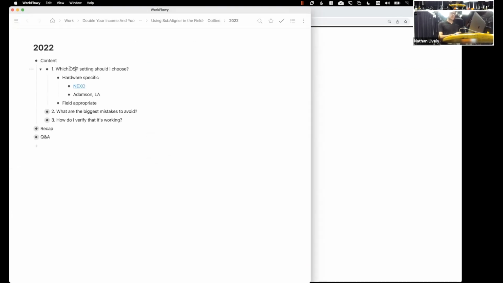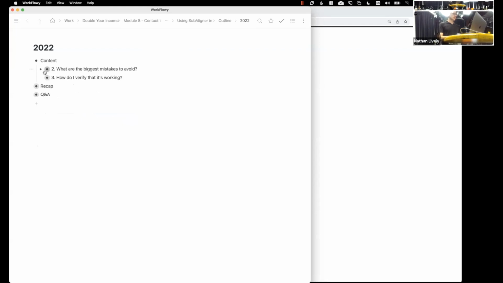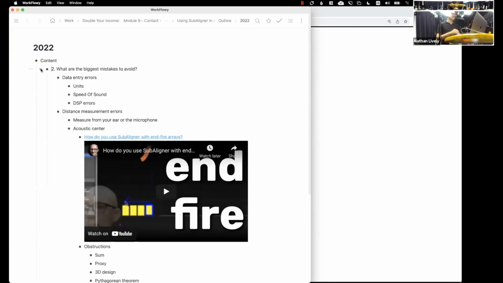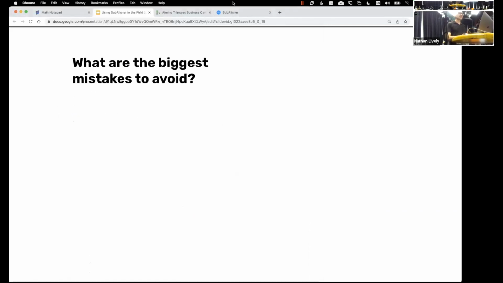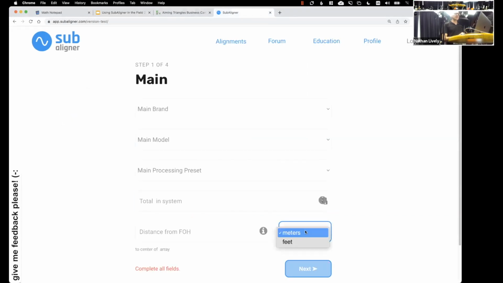Okay, that's DSP preset. What about mistakes? So this is actually the longest section because there's quite a few mistakes you can make, but really a lot of them come down to not how smart you are, it's about how disciplined and detail-oriented you are. Because if you accidentally in SubAligner choose the wrong units, you'll get the wrong answer. If you put the decimal place in the wrong place, you'll get the wrong answer.